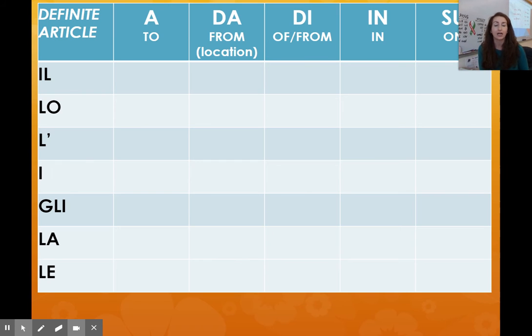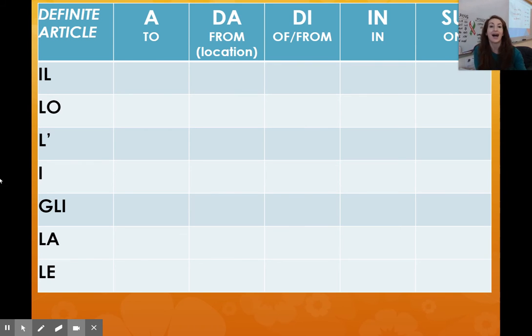So, I do have this chart for you. Vi incoraggio, I encourage you to take a picture of it or copy it down in your notes. This way it'll help you with the Pratica section a little bit later. It looks really overwhelming. Vi prometto, I promise you it's not as difficile as it might seem. So you'll notice down the side, il, lo, l'apostrophe, i, gli, la, le, these are all of nostri articoli. These are all of our articles that we've seen before. They usually go with nouns.